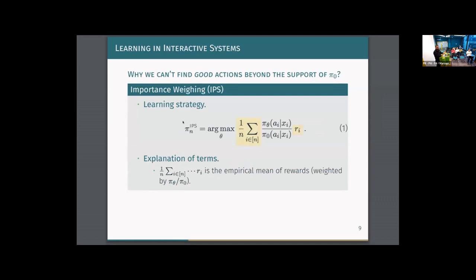I'm going to explain the most used method in off-policy learning. First I'm going to explain it, and then explain why, when we use this method, we can't go beyond the support of Pi0.